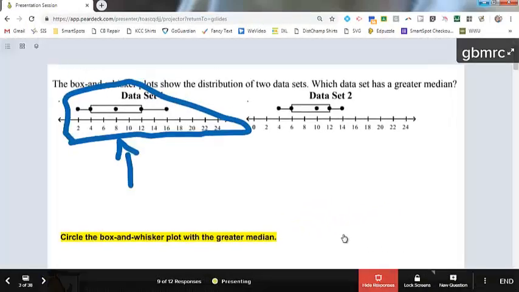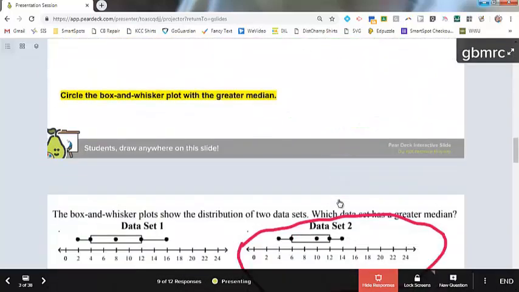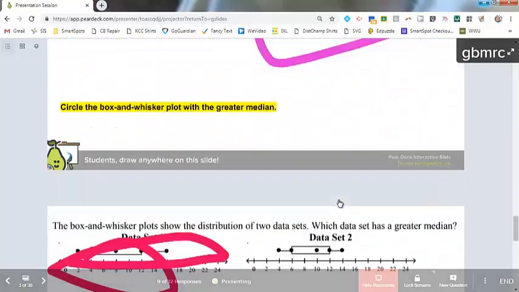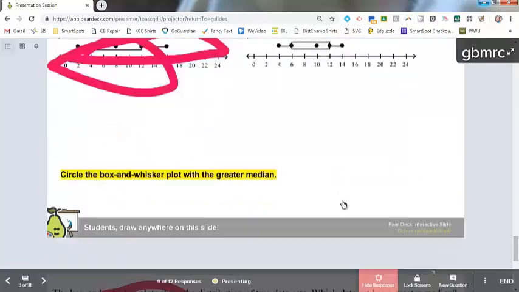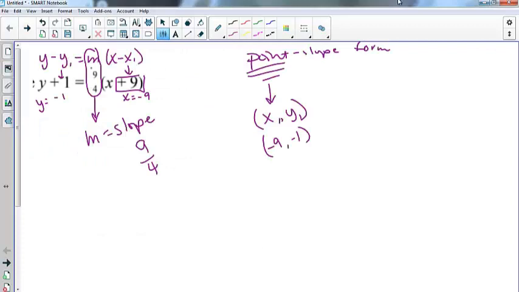Okay. So the median, folks, is the middle. What's this one out at the middle? 8. What's this one out at the middle? So which one has the greater median? Data set 2. Okay, let's see. For the most part, we actually did pretty good on that. Just a couple, 3 people. That's not bad. All right.